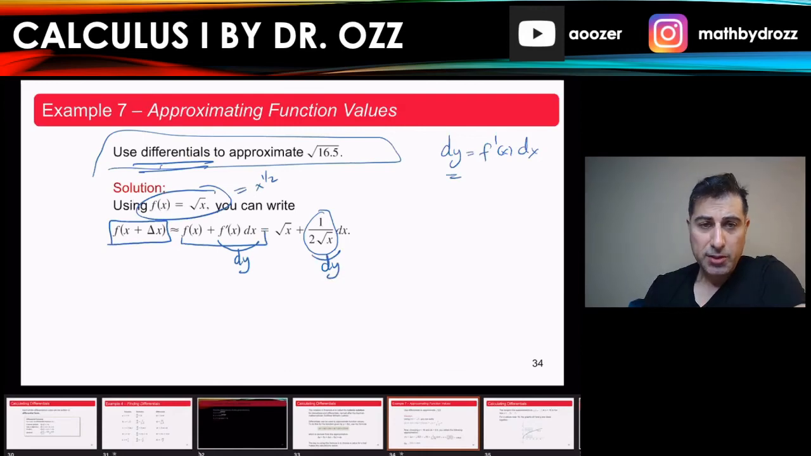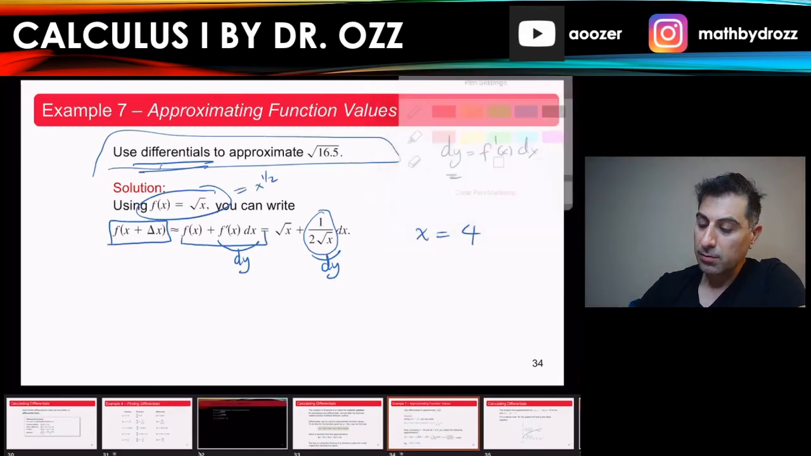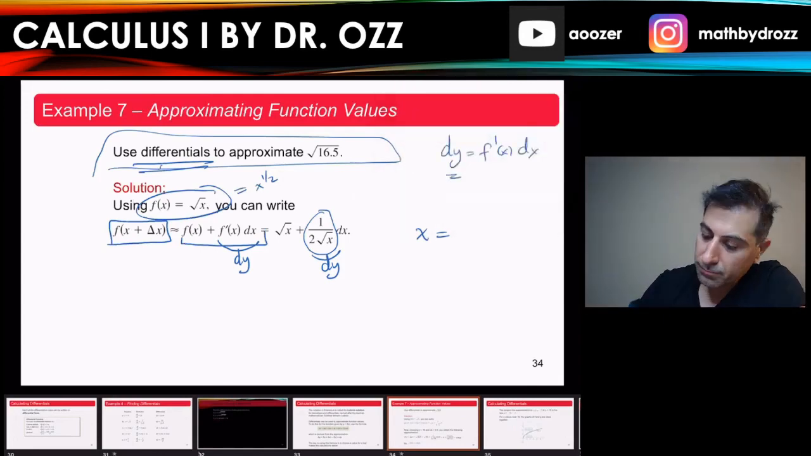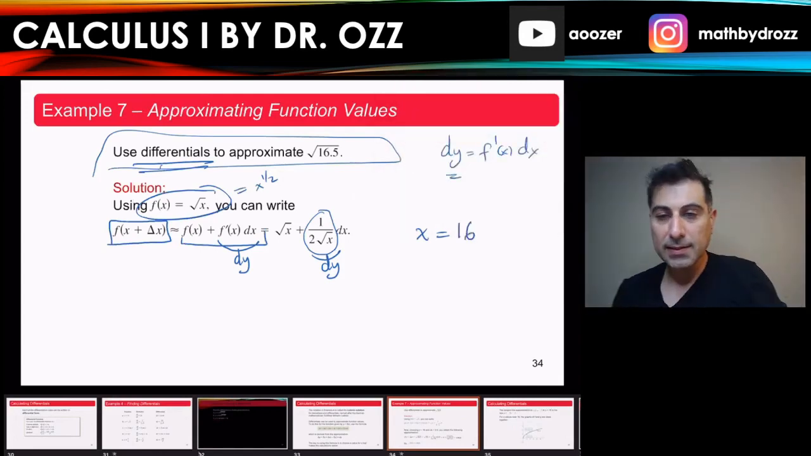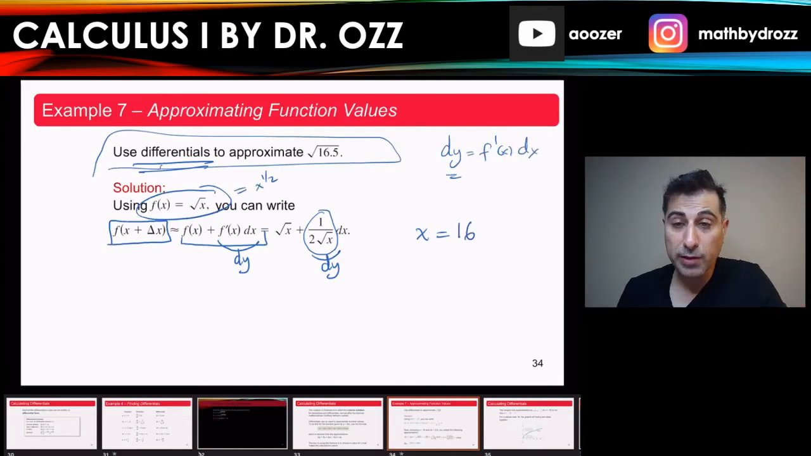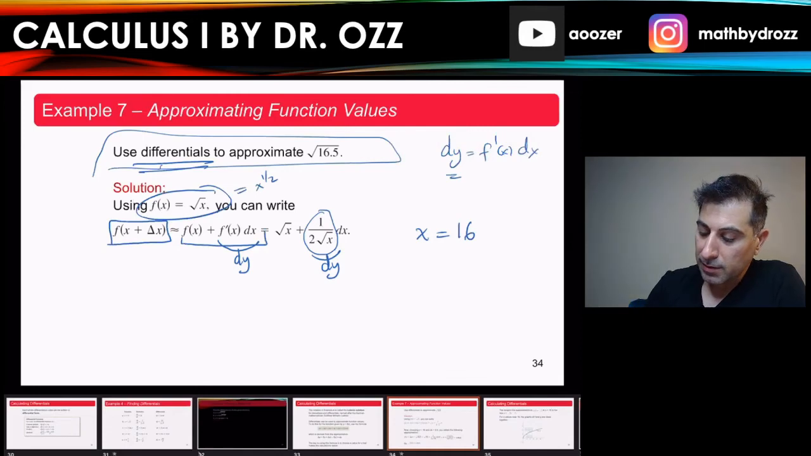And so now the question is, how am I going to choose x and delta x? Well, we're going to choose x to be exactly equal to 4. Or not, sorry, this is going to be wrong. x is going to be 16, because 16 is something that I need the root for. I know the root of it, which is 4. And the delta x here, or dx, is going to be 0.5.